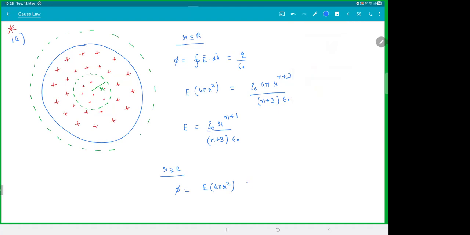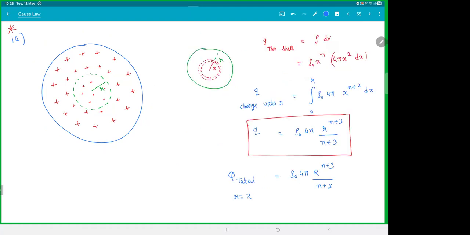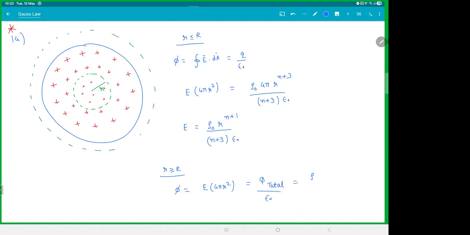This should be the total charge, because you're enclosing the whole sphere. This is Q total by epsilon. What is Q total? We have calculated that also. Substitute there. Rho naught 4 by r power n plus 3 by n plus 3. There you got the field from here also.